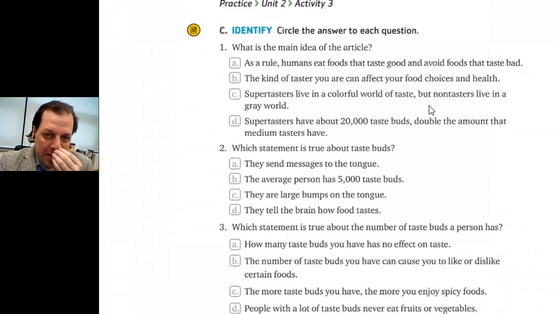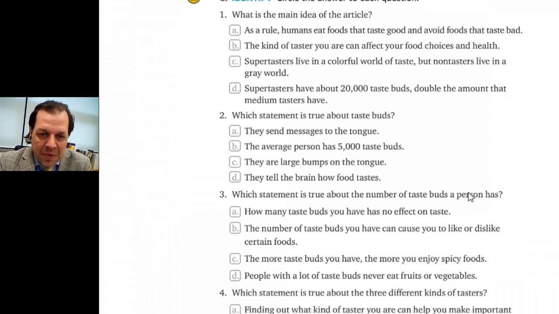Part C is identify what is the main idea of the article, A, B, C, or D. Which statement is true about taste buds? So again, this is reading for detail, identifying the correct answer.